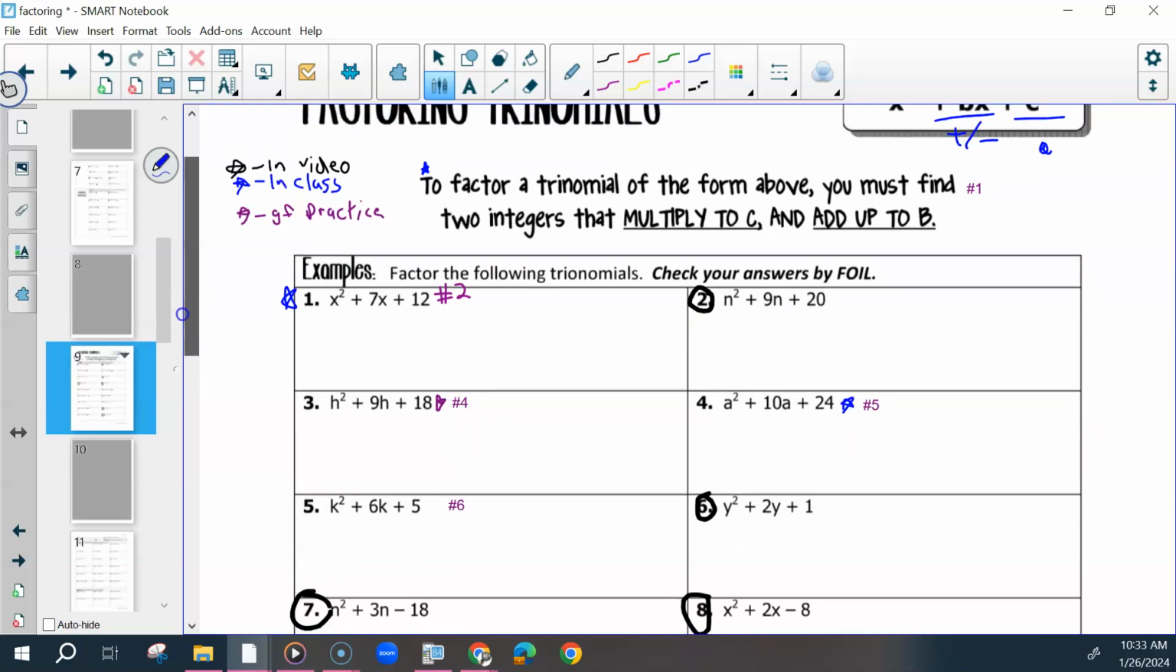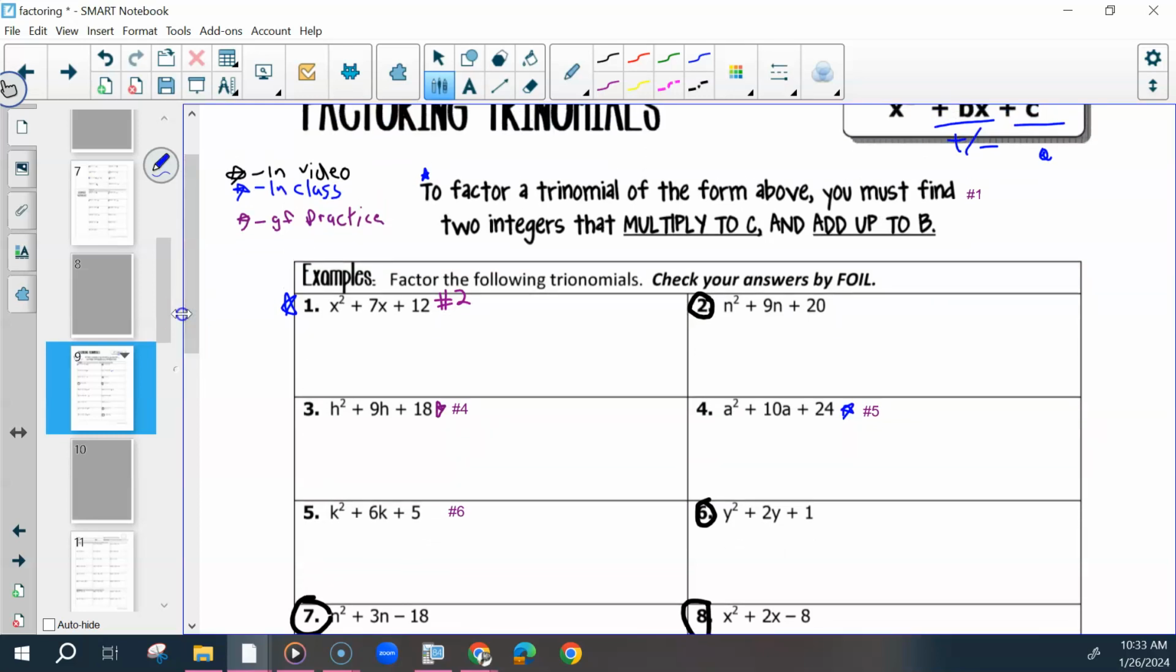So let's try this for number 1. Let's first just think about the factors of 12, because we know it has to multiply to be 12. So what times what would give us 12? 6 and 2. 1 and 3. 4 and 3. 1 and 12.